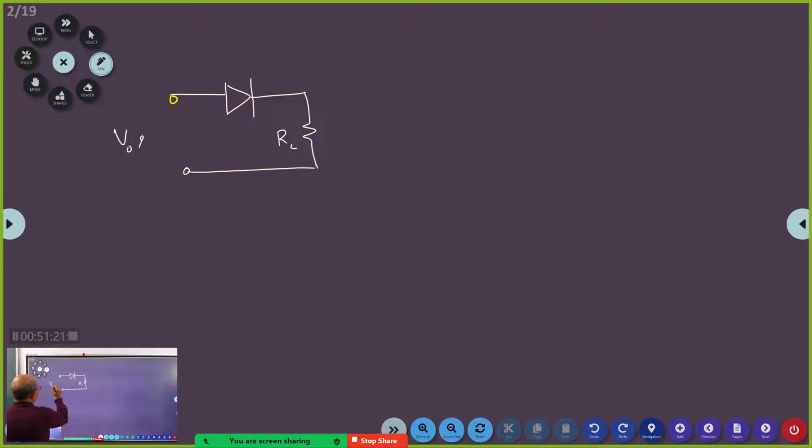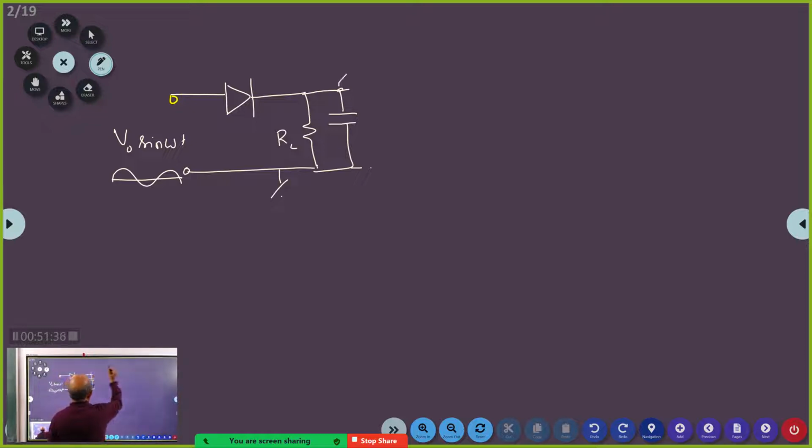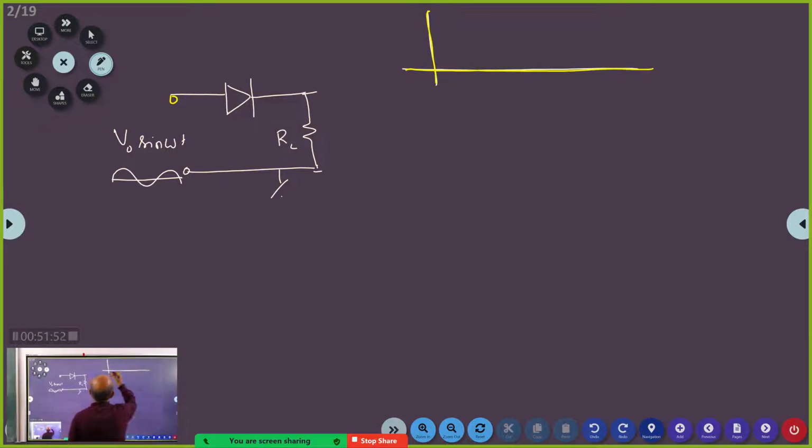So here I am going to feed V0 sin omega t, and the waveform is going to be like this. And here, if I connect a capacitor, what is the waveform I am going to get at this common point? Now listen very carefully. Supposing the capacitor is not there, what is the waveform that you are going to get here? Yes, you will get this. Correct? This is the waveform we are going to get.